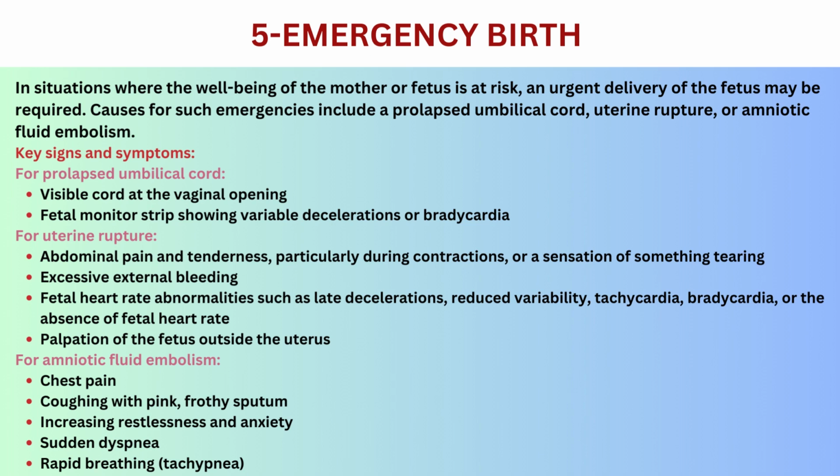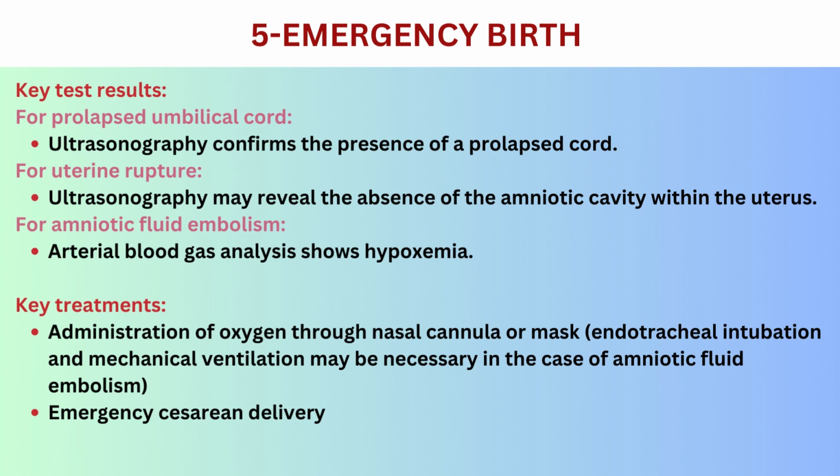For amniotic fluid embolism, usually chest pain, coughing with pink frothy sputum, increasing restlessness and anxiety, sudden dyspnea, rapid breathing, tachypnea. The key test results: for prolapsed umbilical cord, ultrasonography confirms the presence of a prolapsed cord. For uterine rupture, ultrasonography may reveal the absence of the amniotic cavity within the uterus. For amniotic fluid embolism, arterial blood gas analysis shows hypoxemia.